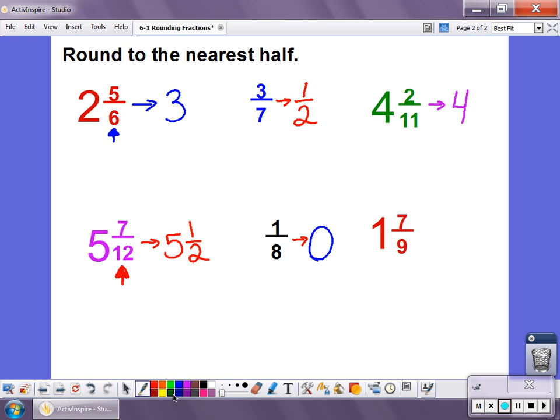And my last example that I have here, 1 and 7/9. When I look at this fraction, 7/9, my numerator is almost as big as my denominator, which means I'm going to round up, which means this whole number is going to go up, and this will round to a whole number as 2.